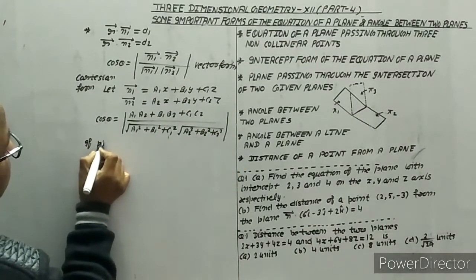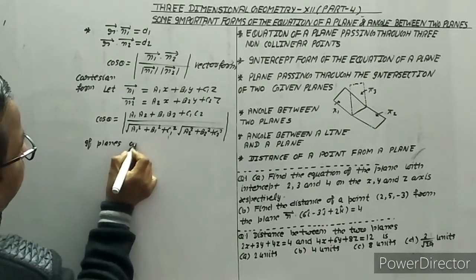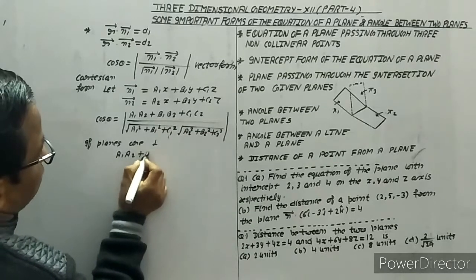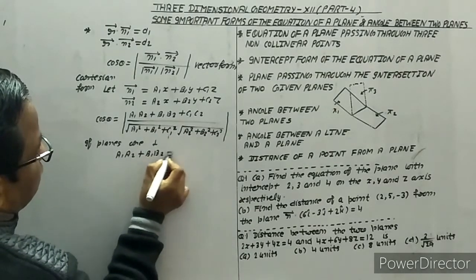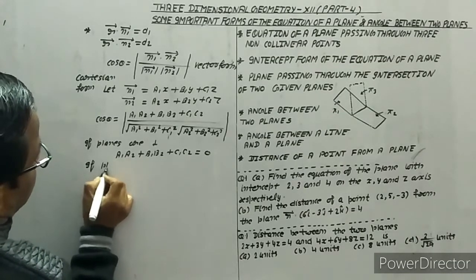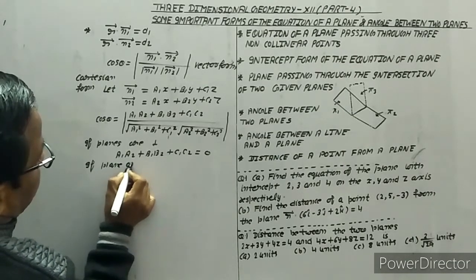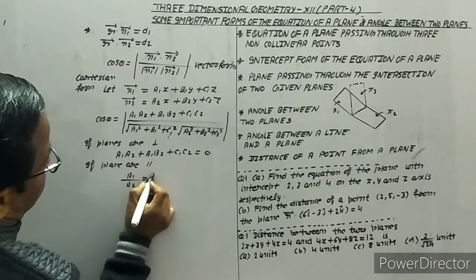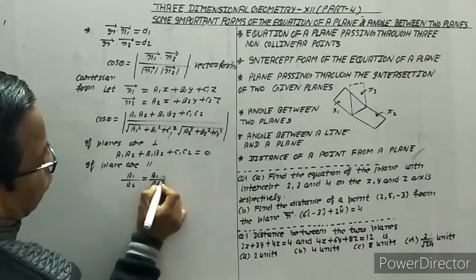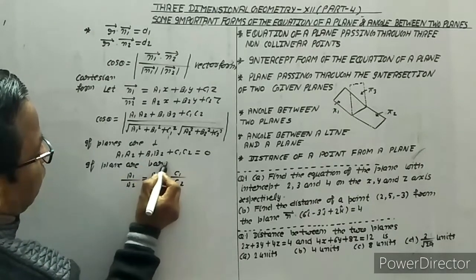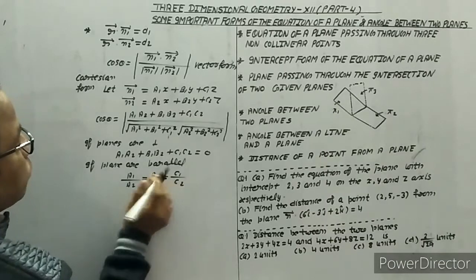Now if the planes are perpendicular, then the condition is a1 a2 plus b1 b2 plus c1 c2 is equal to 0. And if the planes are parallel, then the condition is given by a1 upon a2 is equal to b1 upon b2 is equal to c1 upon c2. This is the condition when the planes are parallel.